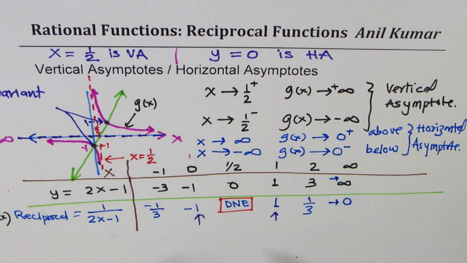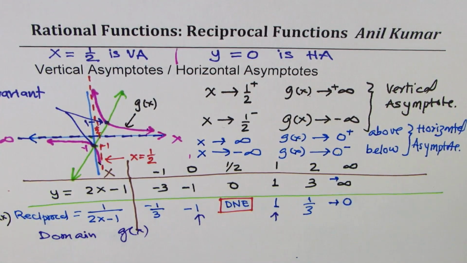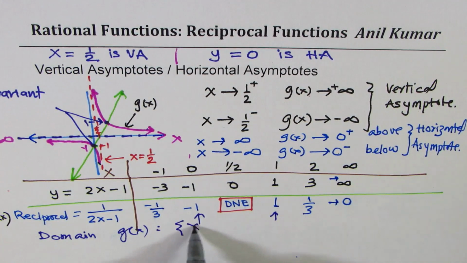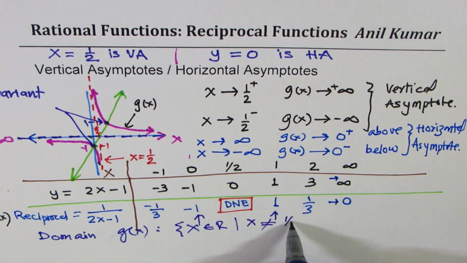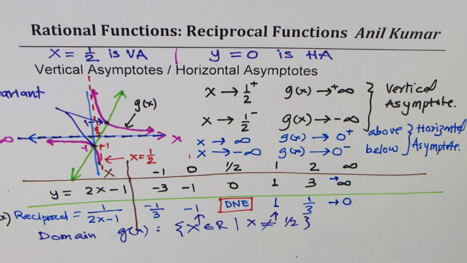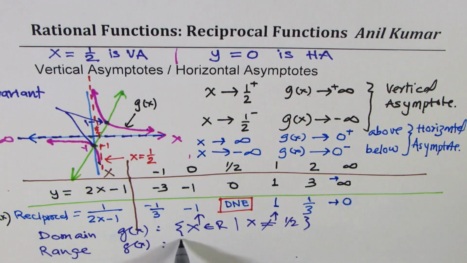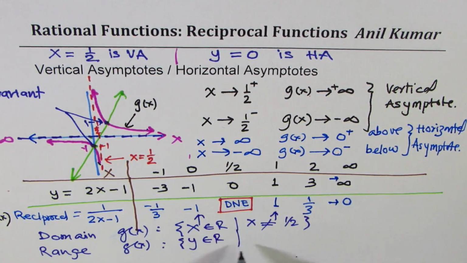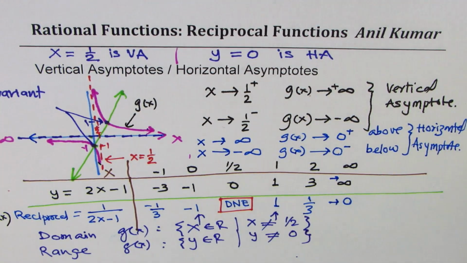Now, from all this, we can write what is domain of g of x, the reciprocal function. Domain of g of x is x belongs to real numbers, but x is not equal to half, which is the vertical asymptote. And what is the range? Range of g of x is y belongs to real numbers, but y is not equal to 0, the horizontal asymptote. Do you see how domain and range and horizontal and vertical asymptotes are related? That's kind of important to understand.